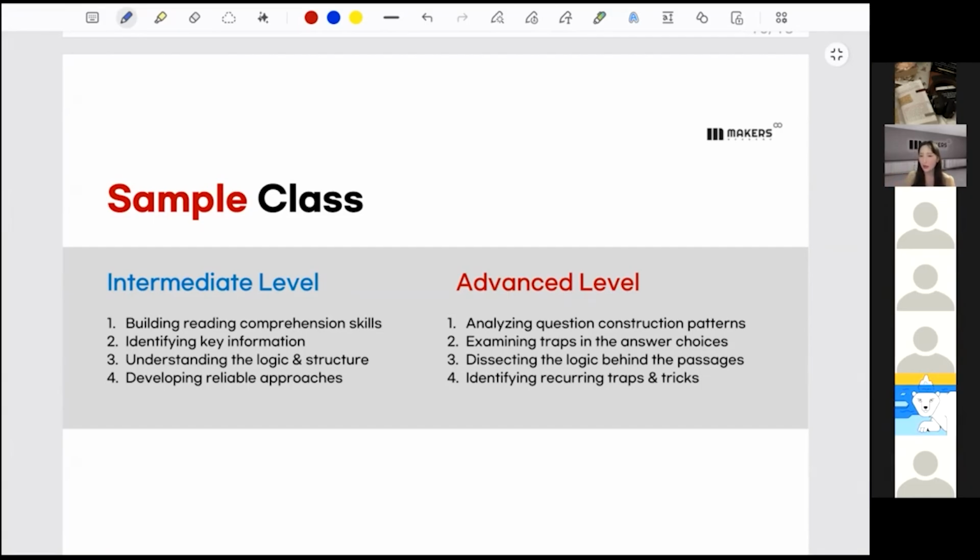And for advanced level students, the goal is not just to understand the passage, but to understand how SAT testing itself works. So if you decide to join Makers, today's lesson will be viewed more as a general introduction to how I explain things rather than a complete representation of what everyday class looks like. Once you're placed into the appropriate level, instruction becomes much more targeted to your specific needs and score goals.